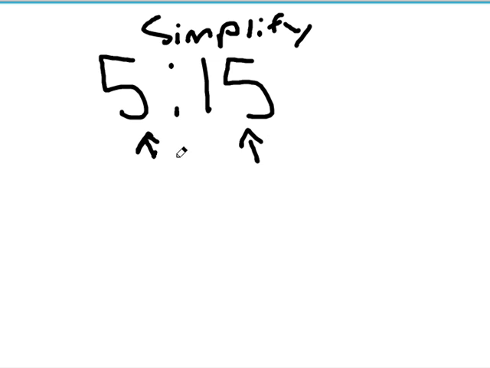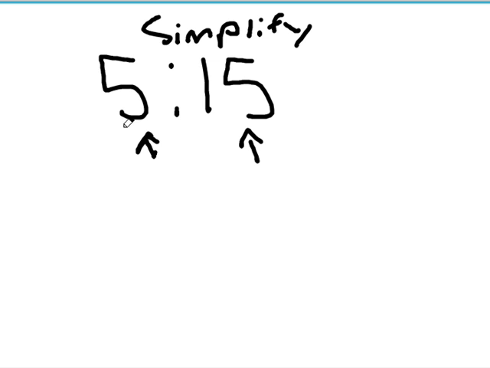Today I will be showing you how to do proportions in the pre-algebra level. Let's say you have an equation that looks like this. Well, it's not really an equation. It's more of a ratio. Now, if it asks you to simplify this, then what you want to do is make these two numbers as low as possible while still maintaining the same ratio.